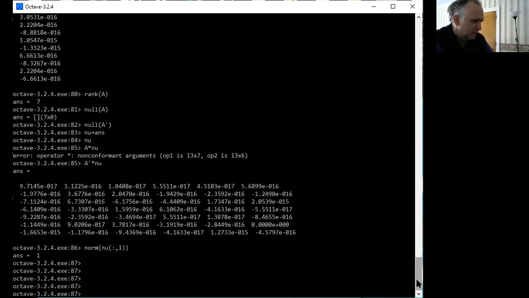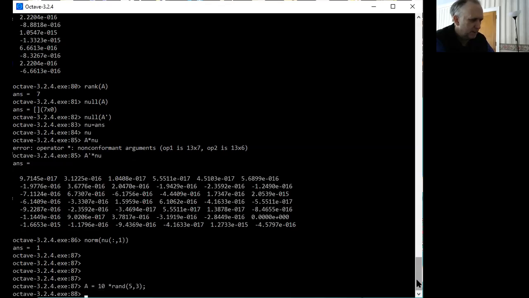We could set A equal to, again, let's do the rand thing. Let's make it 10 times rand, and let's not make it too big this time, and I'll round it. Let's have it have, say, 5 rows and 3 columns. That's reasonable. That's annoying enough, right? And let's have A equal round A.